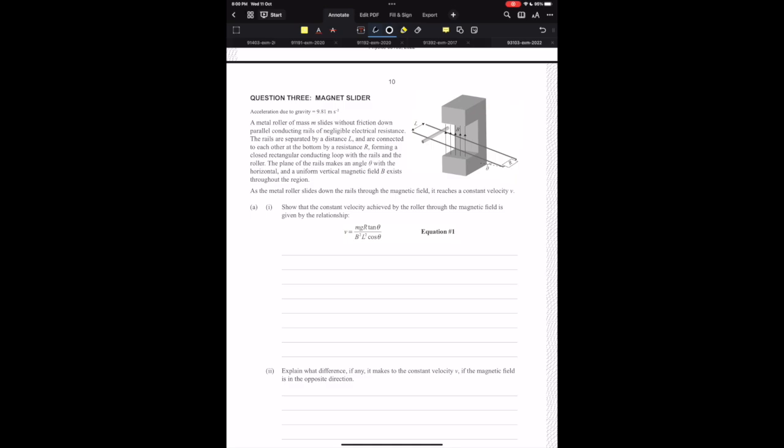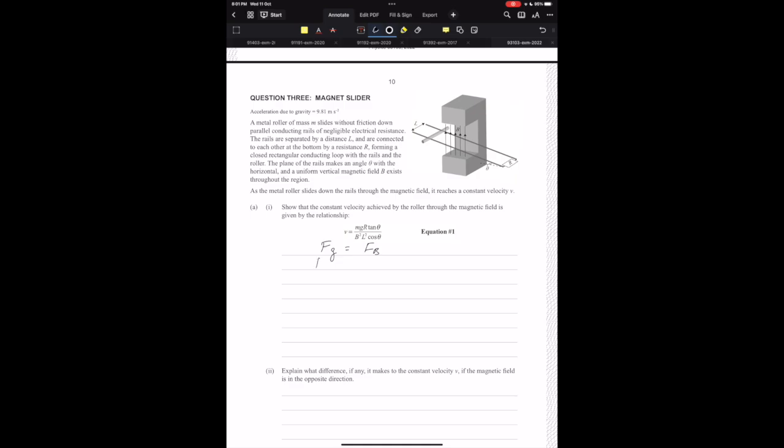They also tell us constant velocity. Immediately I'm thinking the force produced by the weight of the roller as it is rolling down the two conducting rails is counteracted by the magnetic force produced by the magnetic field. So we can immediately start with some forces. We know that the weight force is equal to the force due to the magnetic field because it's traveling at constant velocity, so the forces are balanced.